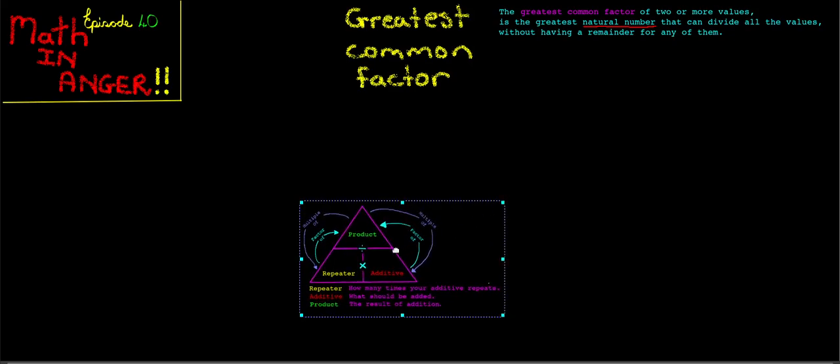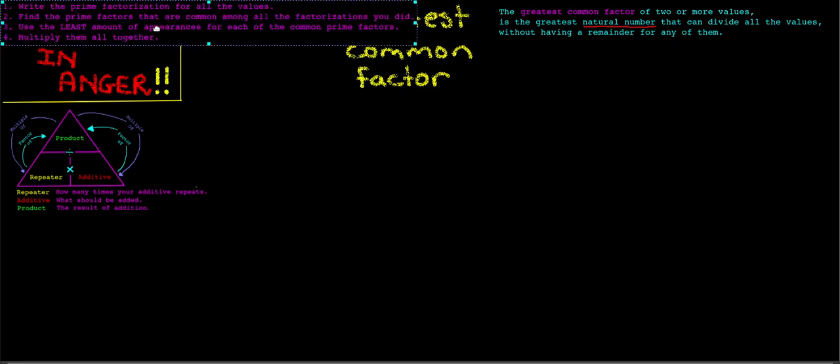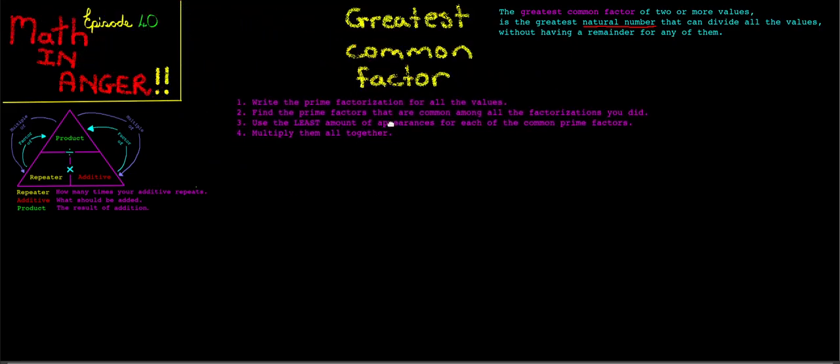Let me just move this out of the way. Let's put it over there. And then I go and fetch you the steps that I did. There you go. Write this down. Pause the video, write this down. These are the steps that you follow in order to get your greatest common factor for any number of values.